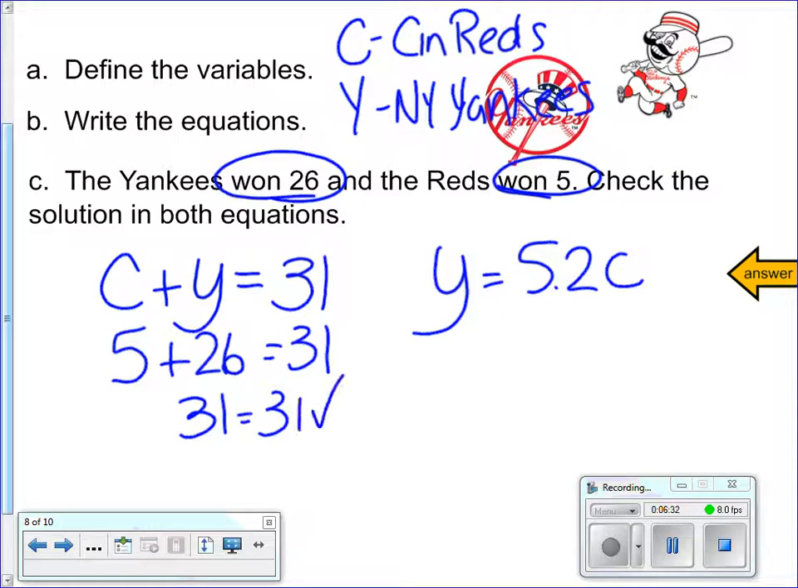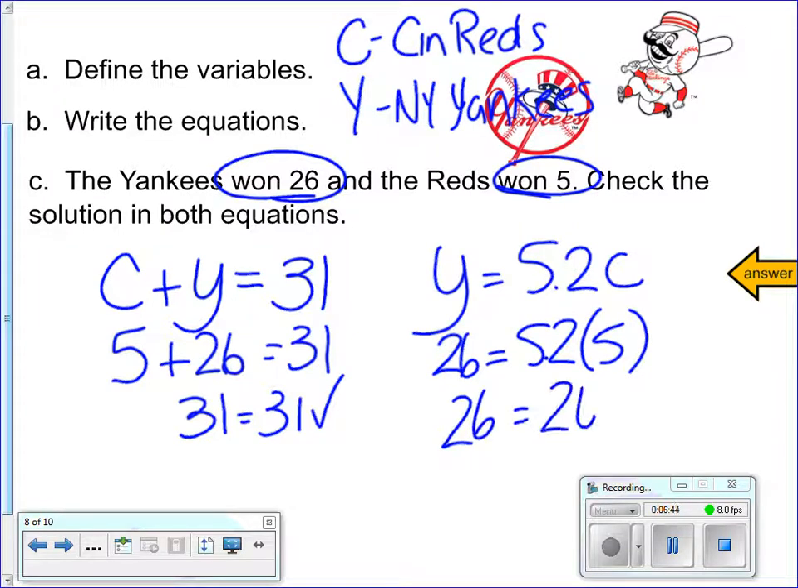Check. In this one, 26 equals 5.2 times 5. 26 equals 26. Check.